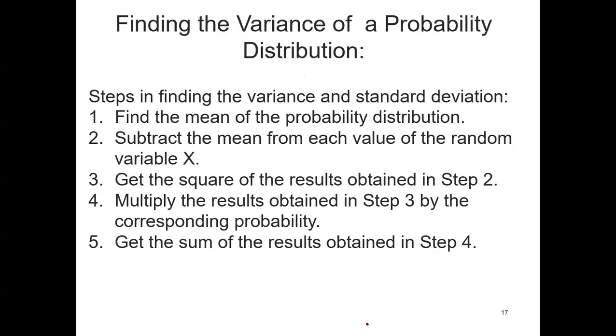Okay. So next, finding the variance of a probability distribution. So we have here the steps of finding the variance and the standard deviation. First is you're going to find the mean of the probability distribution. As what we've discussed last time, how to find the mean, kabalo na ta ato. Next is we're going to subtract the mean from each value of the random variable x.